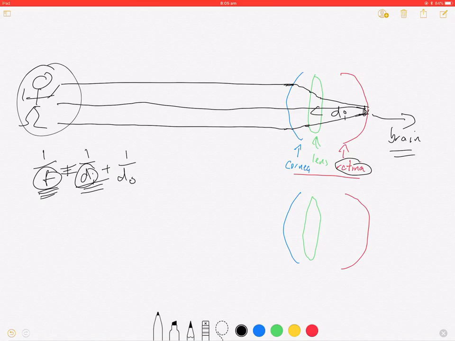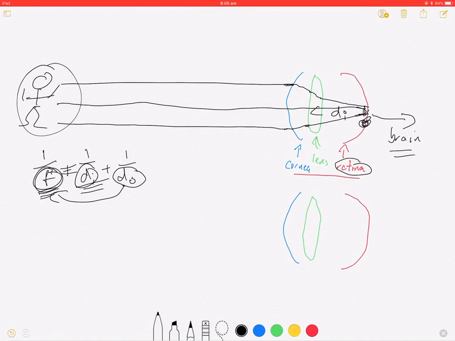Now, remember, Dr. Youssef said in the lecture that the lens finally adjusts. The way that it adjusts is that the lens will change its shape. And when it changes its shape, it changes its value of F, which then allows you to focus objects on the retina. So, how much DO changes by will determine how much your value of F is going to change by.